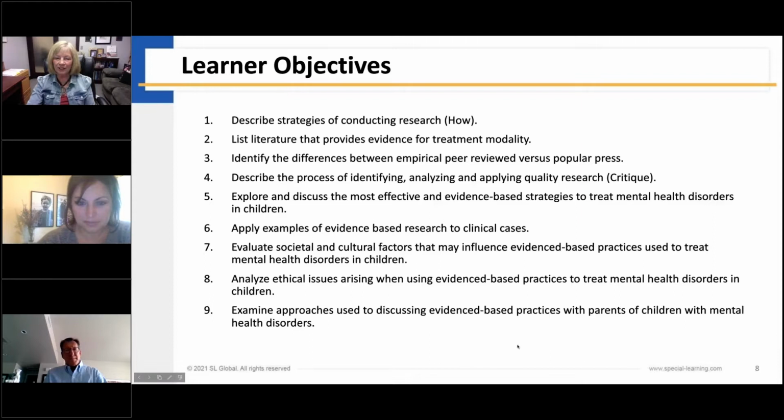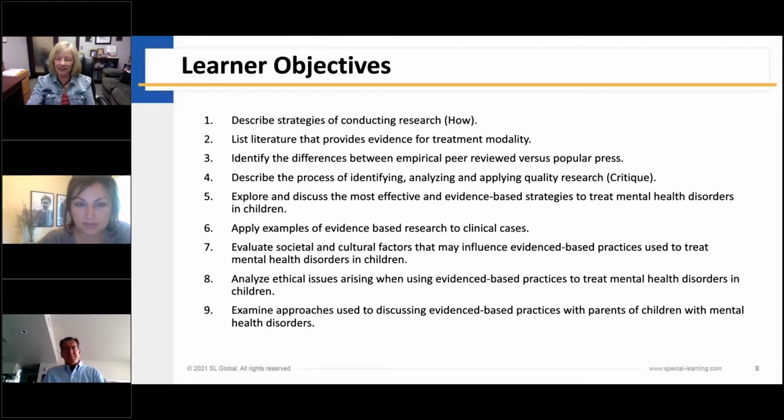And we'll explore and discuss the most effective and evidence-based strategies to treat mental health disorders in children. So we'll bring up different mental health disorders and just how to find the evidence-based research to support practice. And we'll put all that to practice by providing a clinical case study.